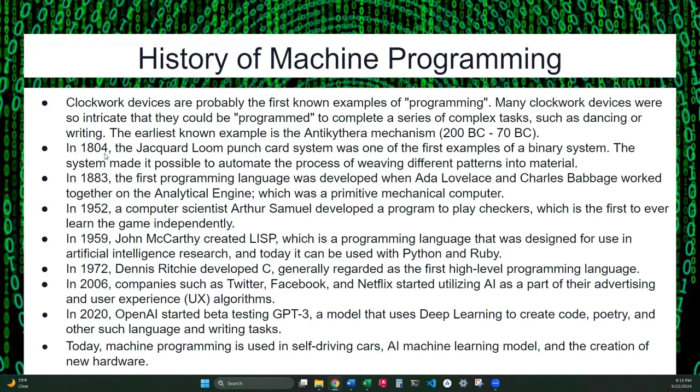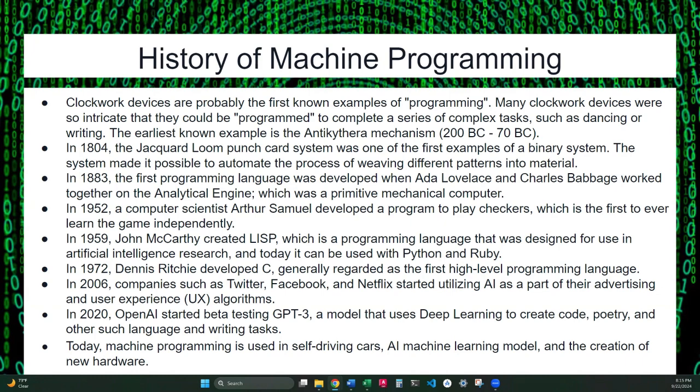In 1804, the Jacquard loom punch card system was one of the first examples of a binary system. The system made it possible to automate the process of weaving different patterns into material. In 1883, the first programming language was developed when Ada Lovelace and Charles Babbage worked together on the analytical engine, which was a primitive mechanical computer.